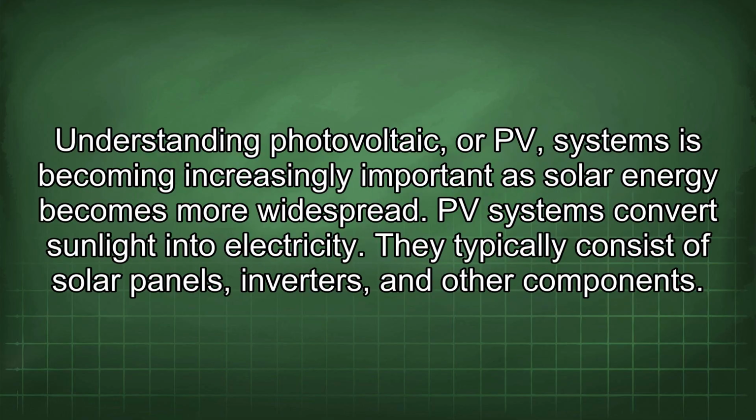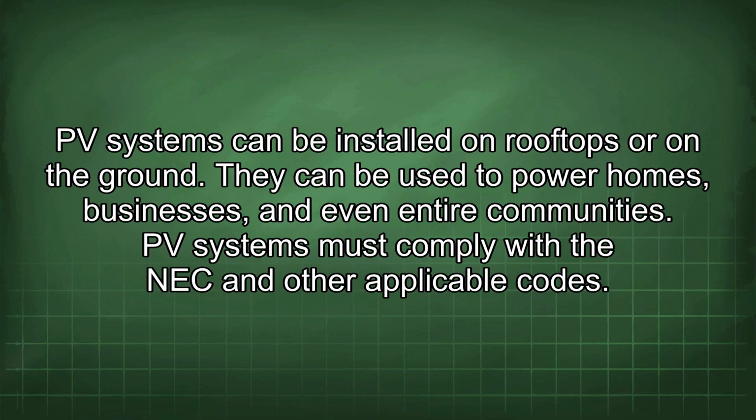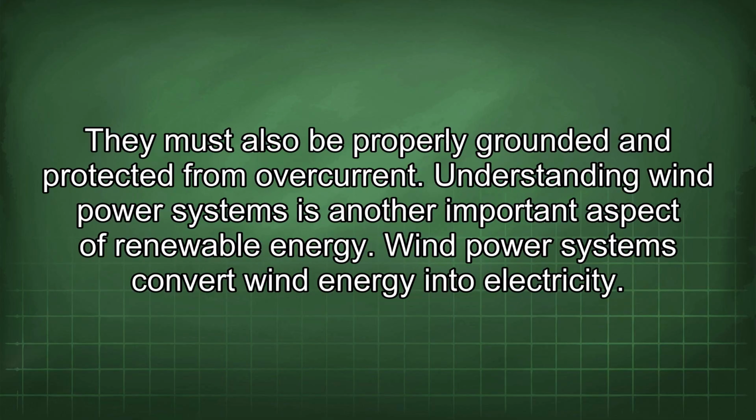Understanding photovoltaic, or PV, systems is becoming increasingly important as solar energy becomes more widespread. PV systems convert sunlight into electricity. They typically consist of solar panels, inverters, and other components. PV systems can be installed on rooftops or on the ground. They can be used to power homes, businesses, and even entire communities. PV systems must comply with the NEC and other applicable codes. They must also be properly grounded and protected from overcurrent.